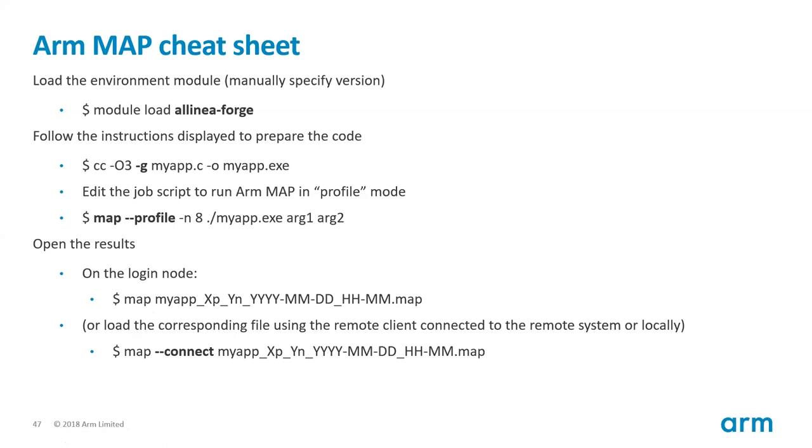And then you can have some discussions, but hey, a lot of time is being spent on here. Is there anything that we can do? Should we consider a different type of algorithm? Would we benefit from maybe using threading in this region? So those are questions that you might be able to answer from looking at a map profile.